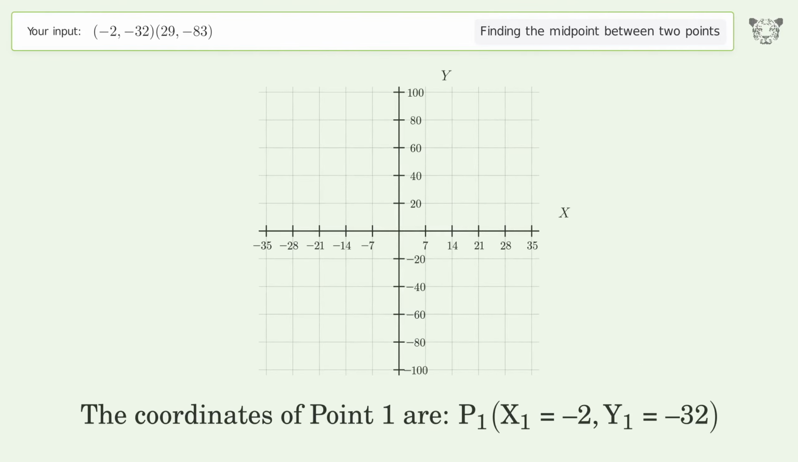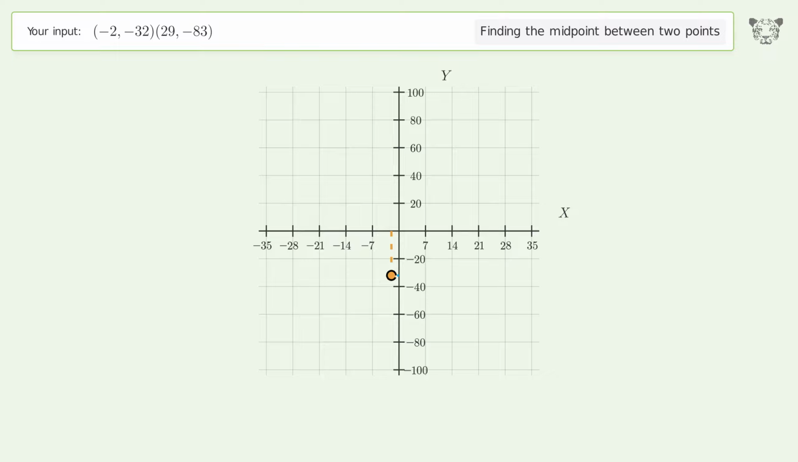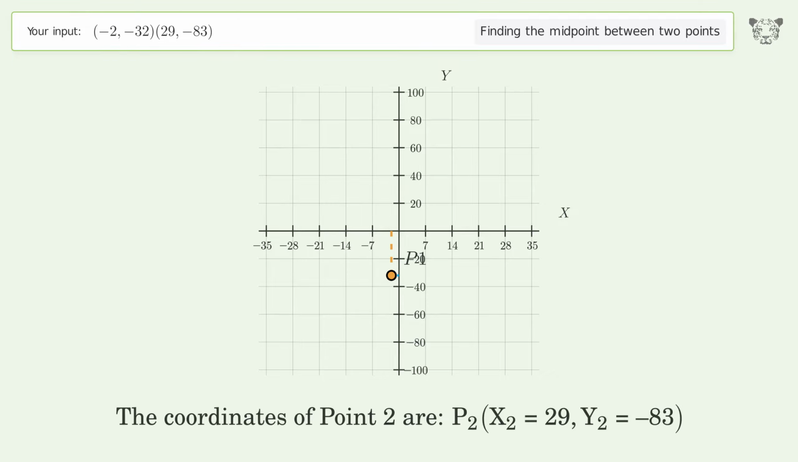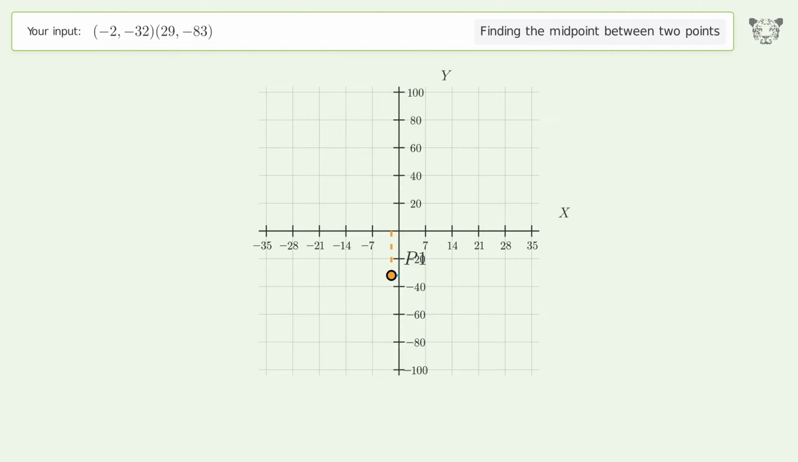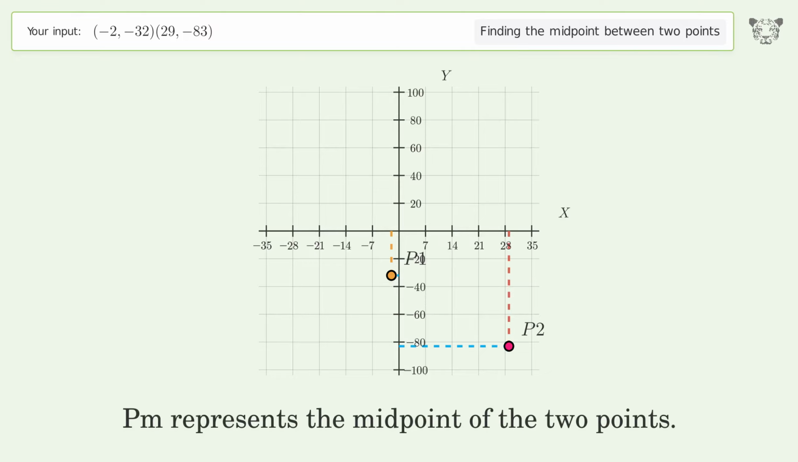The coordinates of point 1 are x1 equals negative 2, y1 equals negative 32. The coordinates of point 2 are x2 equals 29, y2 equals negative 83. PM represents the midpoint of the 2 points.